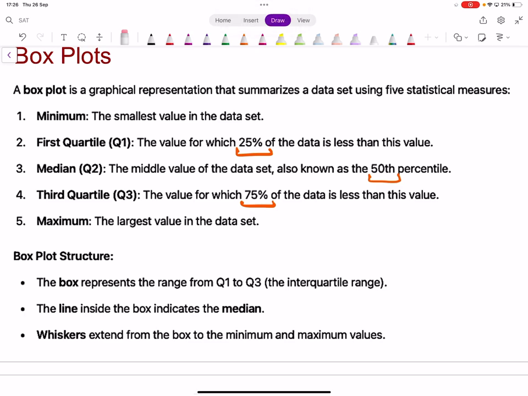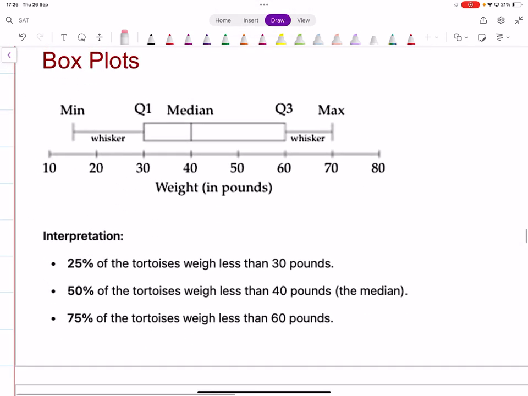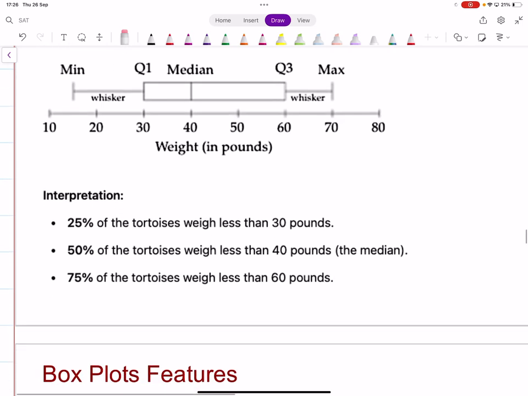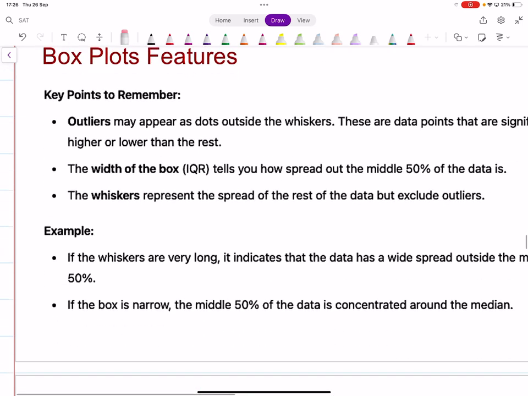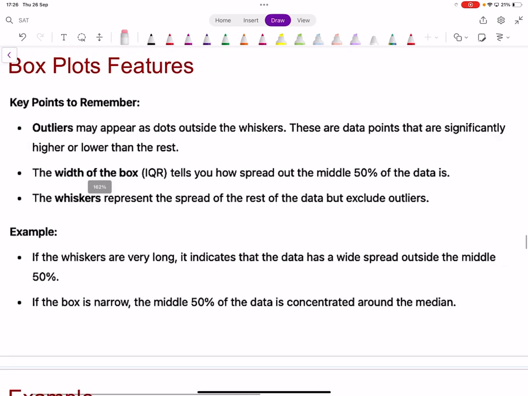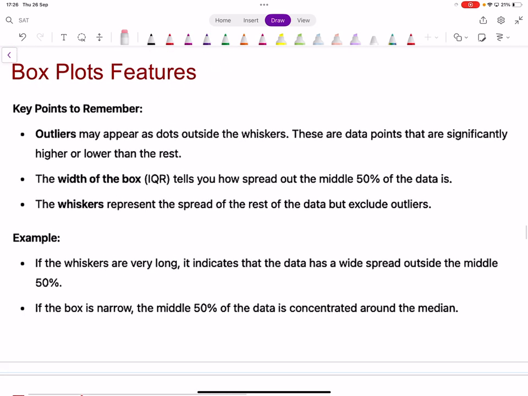The rest we already discussed. So in this case, 25% of values are less than 30, 50% less than 40, 75% are less than 60. Now, these are some features that you need to remember for a box plot.